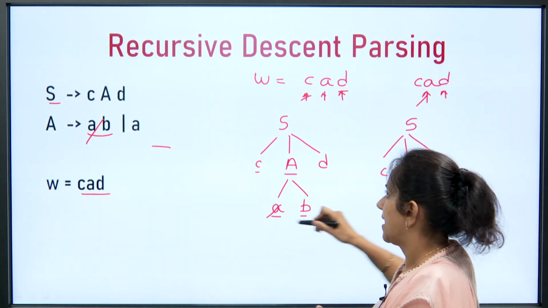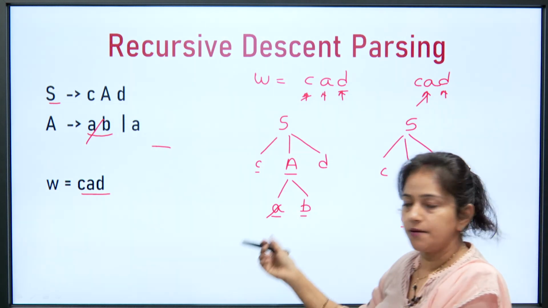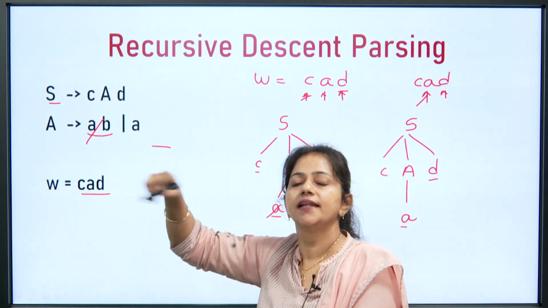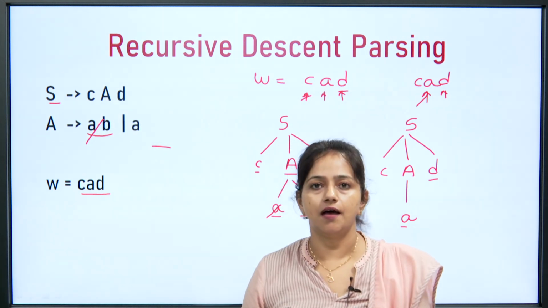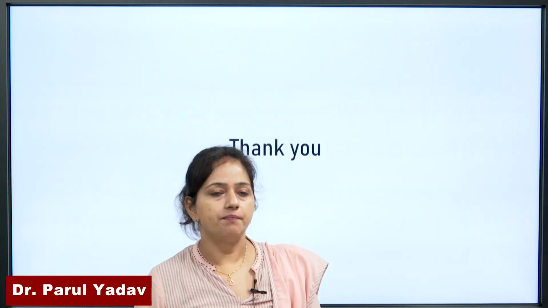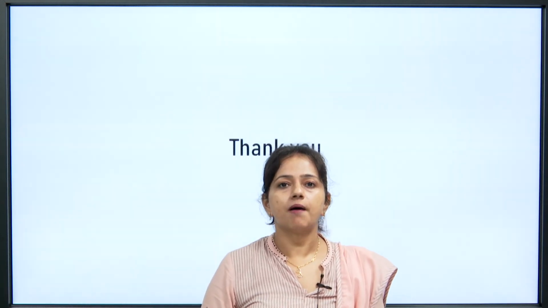Suppose after applying A also it is not matched, then we will go back to the S production. If there is no further alternate, then we can announce that this is an invalid input. So, this is about recursive descent parsing. In today's class we discussed elimination of left recursion, a brief on parsing, a brief on top down parsing, and then in detail the recursive descent parser with an example.